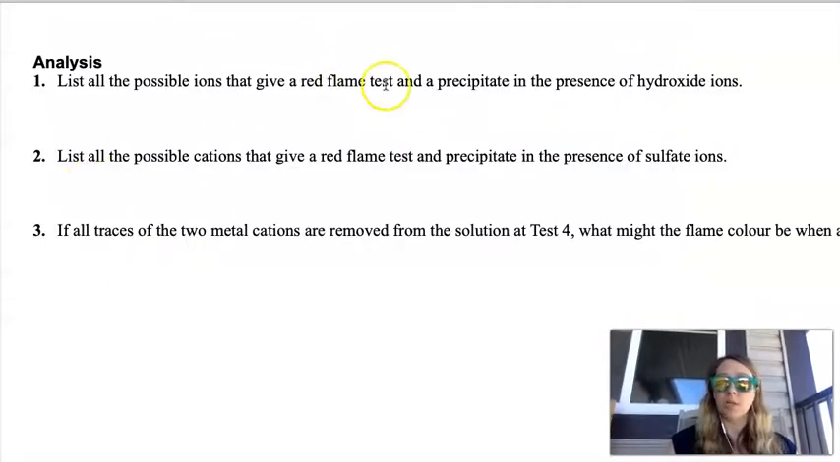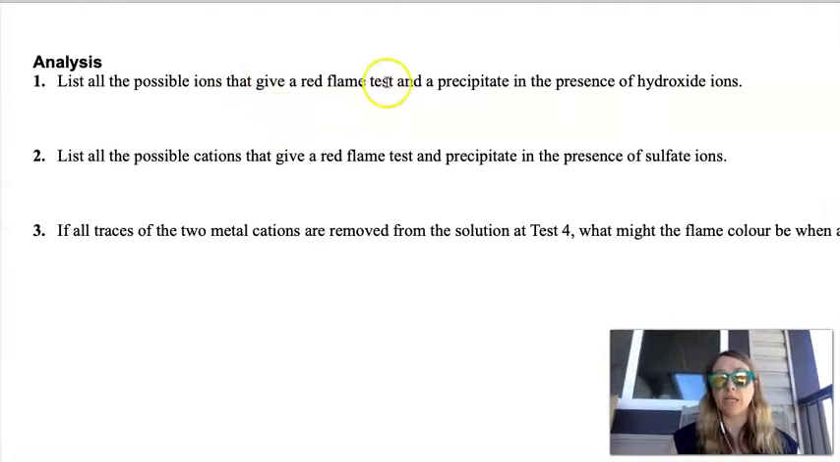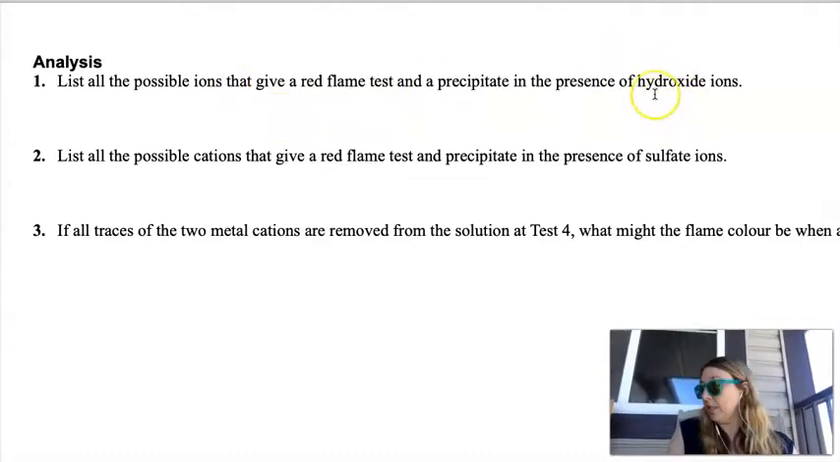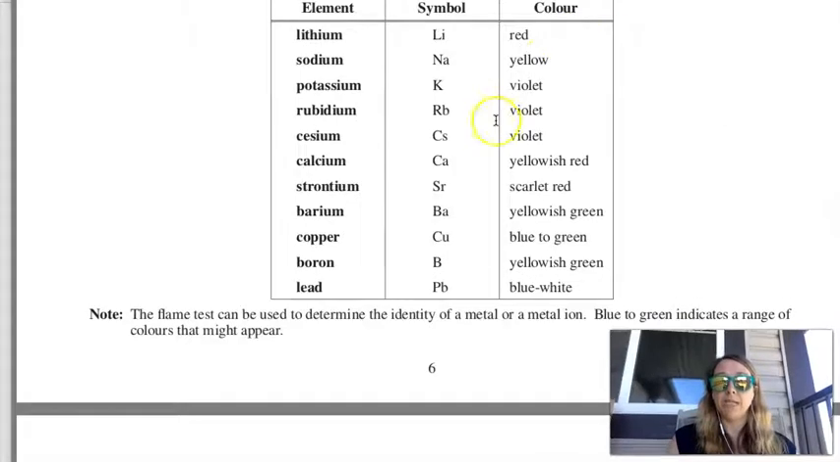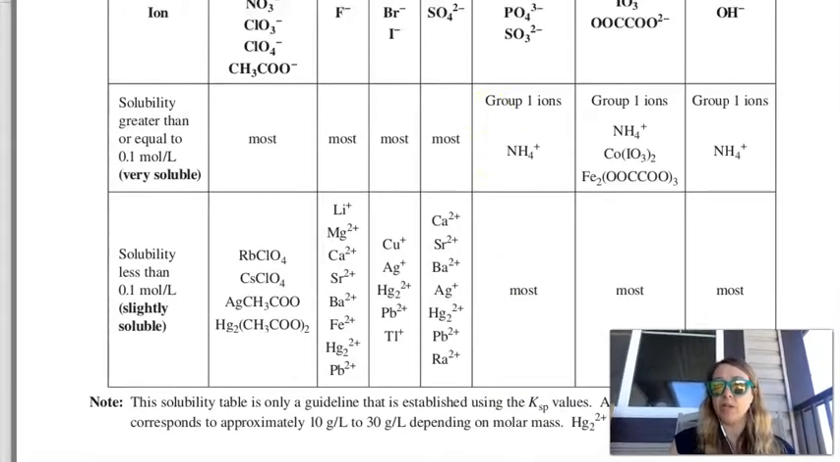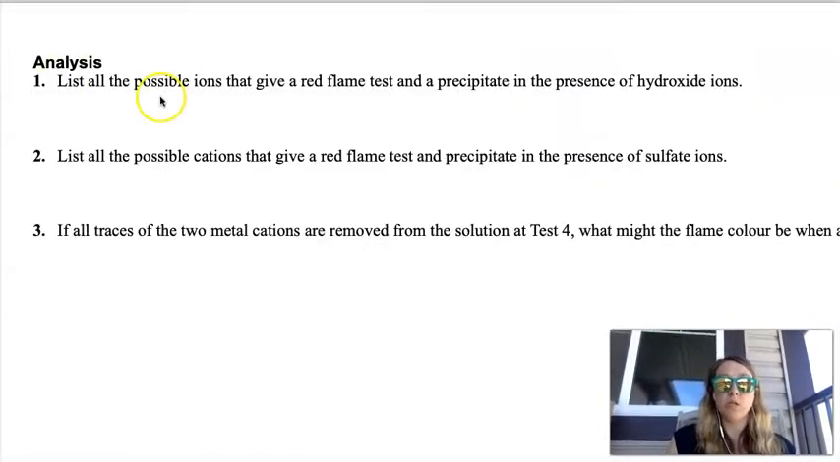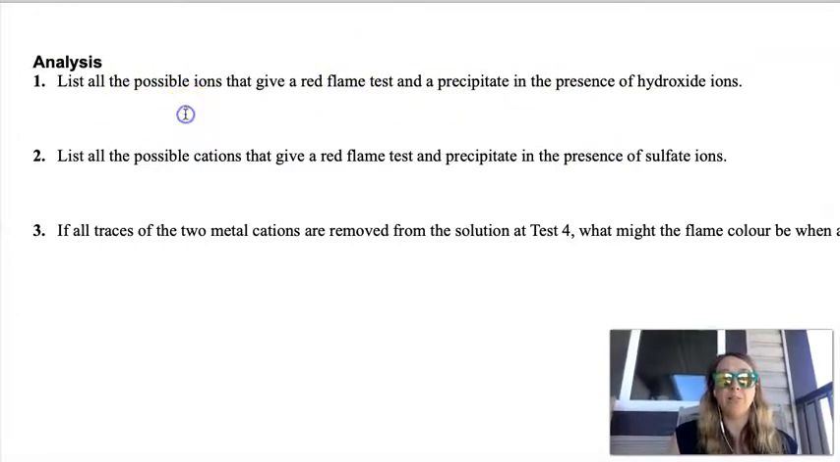Okay, I think it asked you a couple of questions. So list all the possible ions that give a red flame test and a precipitate in the presence of hydroxide ions. We've already established that lithium and strontium would give us the red flame test. Now it's talking about a precipitate with hydroxide. So if we go to that solubility table and here's hydroxide, and we look, well, lithium is a group 1 ion, so it would not have precipitated, but the strontium would have. So basically, that's just that strontium ion.